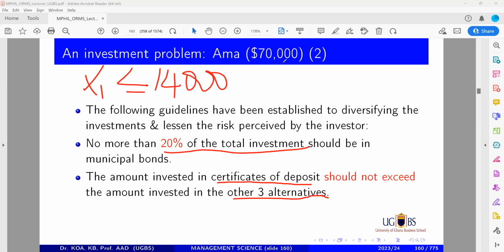Okay, Doc. So it's going to be x2. Yes, less than or equal to. Why is it less than or equal to? Because it says should not exceed. So how did you know that that is less than or equal to? So they're saying that the amount invested in CD. Now, how do you know that should not exceed is less than or equal to?